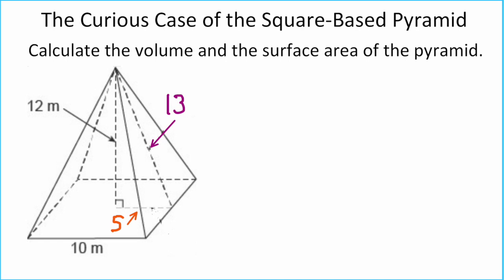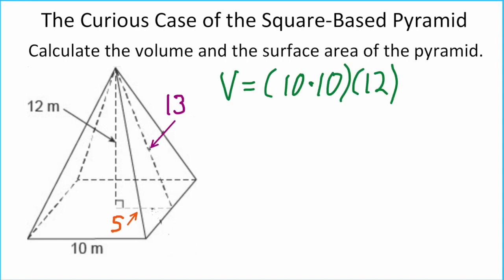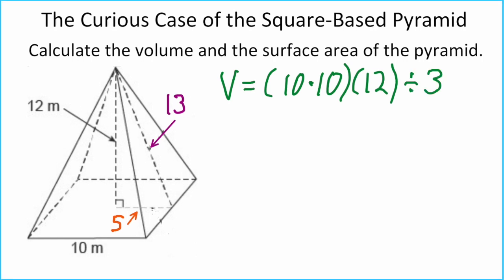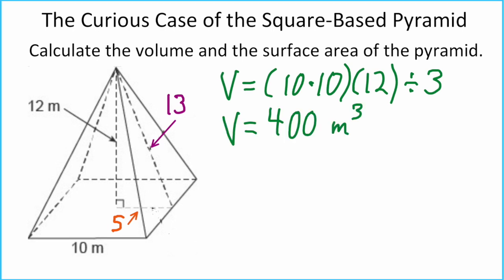So my volume is the base area of 10 times 10 times the 12. Now, that's not right yet. That's a common mistake to stop right there. Do you know what I need to add for pyramids? We've got to add in the divide by 3, or you could have put 1/3 at the beginning. We simplify this down, and we get 400 cubic meters.